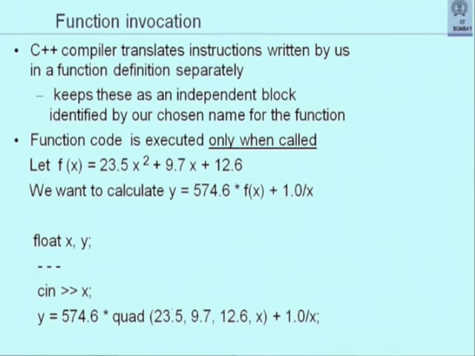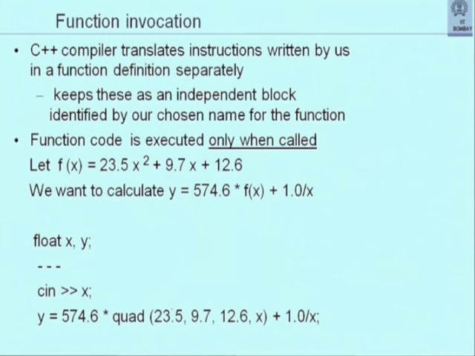Now I have written the function. If in my main program, anywhere, I want to evaluate, let us say, such a function f(x), which is given by 23.5 x square plus 9.7 x plus 12.6. That's the function definition. And suppose somewhere I want to calculate the value y using a formula. What is that formula? 574.6 multiplied by f of x plus 1 upon x. This could very well be a formula in my computation.